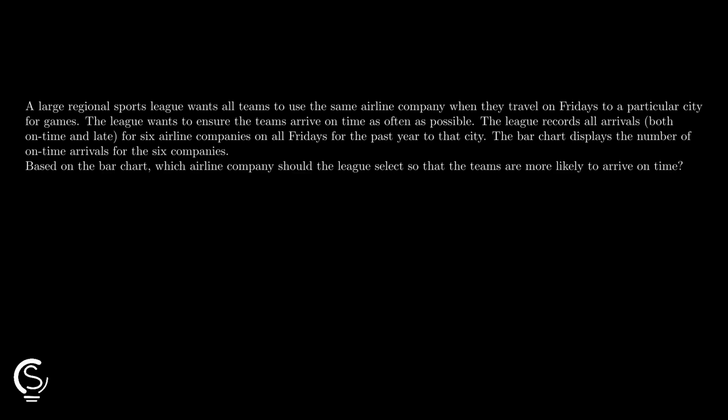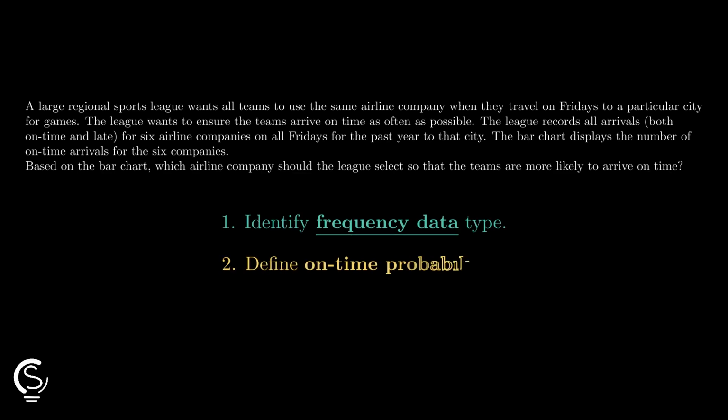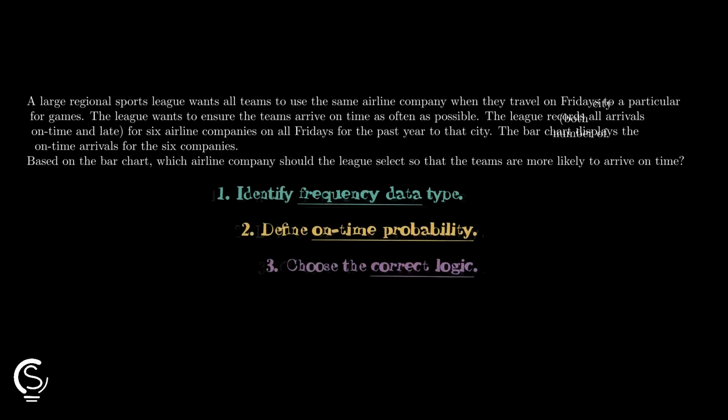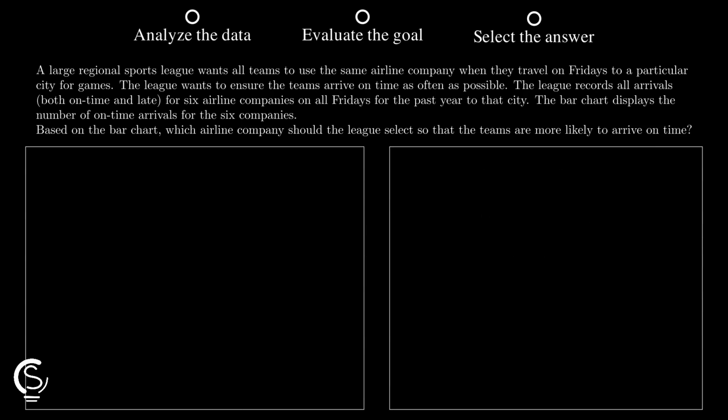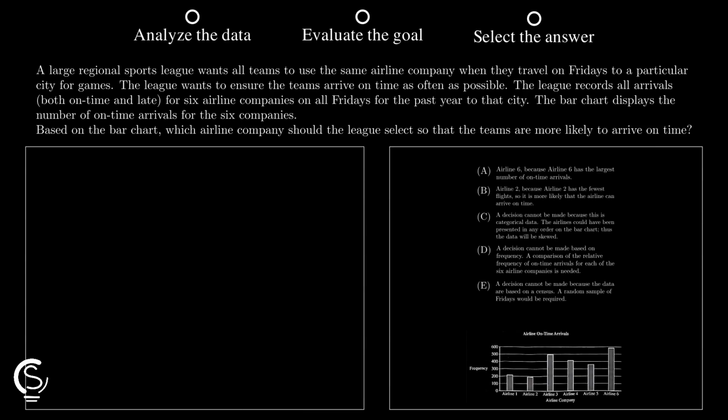I got your back. Probability problems often trick students by hiding key information in plain sight, so let us break down this data analysis challenge in under 60 seconds flat. The chart shows the total number of on-time arrivals, which is frequency data. However, we do not know the total number of flights for each airline, so we cannot determine rates.